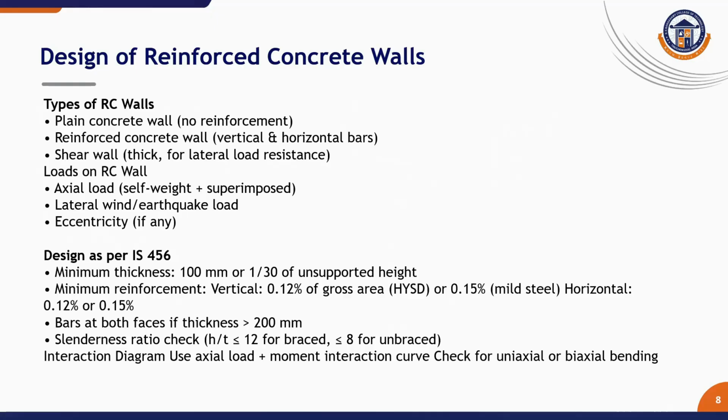Now the design methods, starting with the types of RC wall. Plain concrete wall has no reinforcement. Reinforced concrete wall has vertical and horizontal bars. Shear wall, which is thick, provides lateral and longitudinal resistance. Load on RC wall is axial load, lateral wind or earthquake force. Sometimes it is eccentricity.